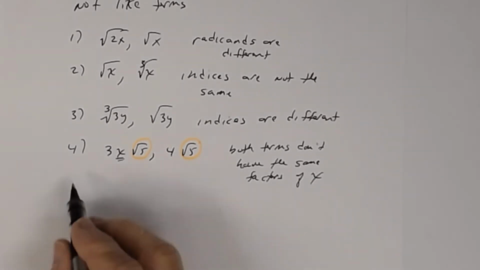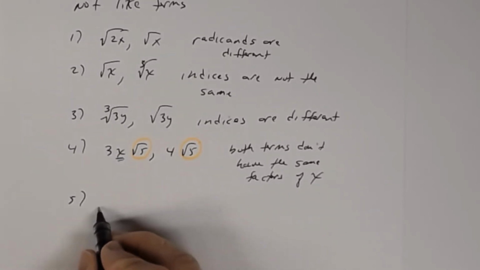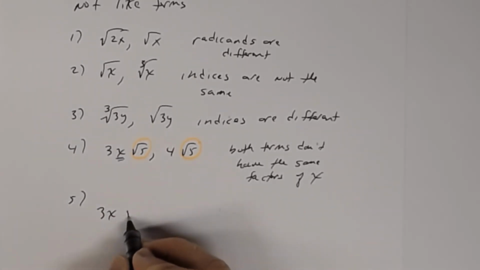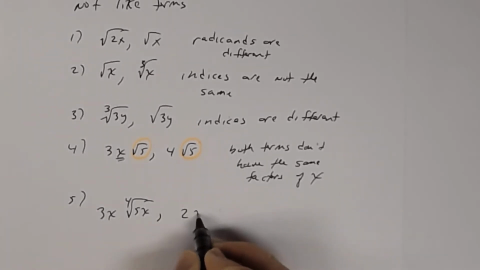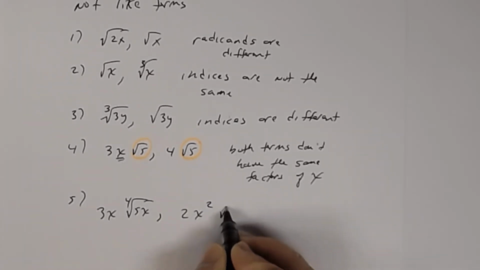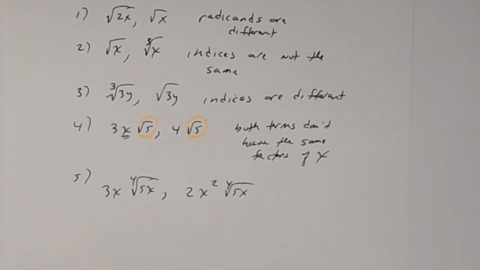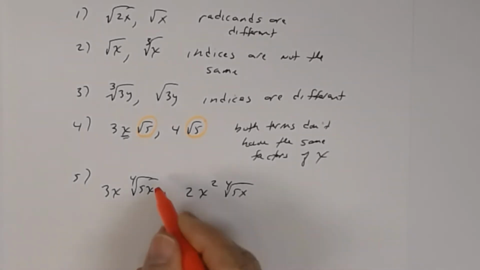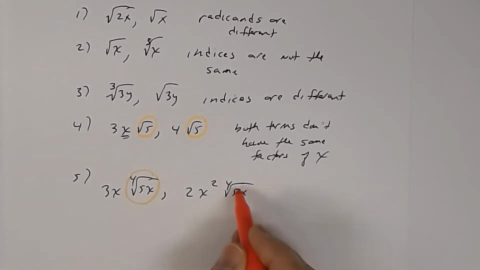All right, number 5. Let's say we had this one, number 5. We had 3x times the 4th root of 5x, comma, 2x squared times the 4th root of 5x. First of all, look at the radical part first. The radical part is the 4th root of 5x. I have the same thing here. So we're good so far, right?